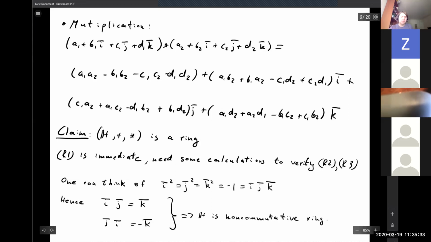However, a remarkable fact about H is that every non-zero element is invertible, has a multiplicative inverse.